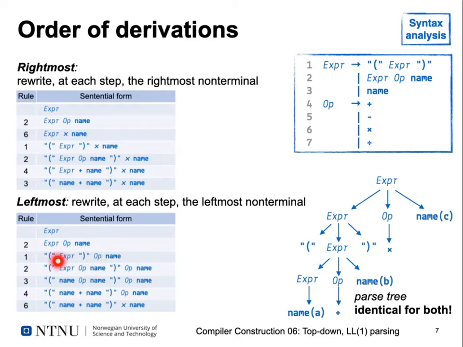So first you would expand the brackets here, then you would expand the expression inside the brackets here, and then you would start expanding from left to right, so name, then the operator, and in the final step you would then apply the final rule by adding the operator and putting the name at the end. And the parse tree that comes out of this is actually identical for both derivations. So it looks like this.